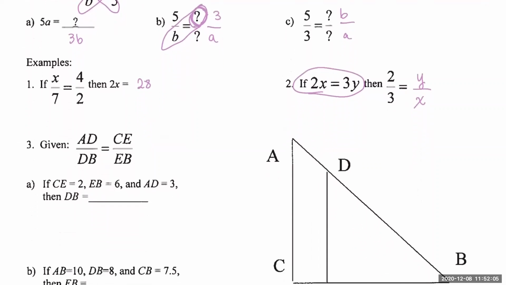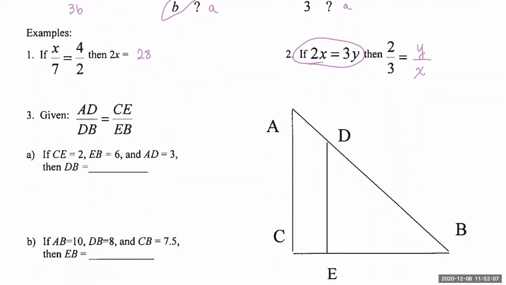Okay, so now down below here, you're given a figure, and this is not working with similar triangles at all. They're giving you guys a proportion. They're saying AD to DB is equal to CE to EB. So now we just set up the proportion. If you are given CE equals 2, EB equals 6, so these are all parts of the proportion here, AD is 3, find DB. So this is what we don't know.